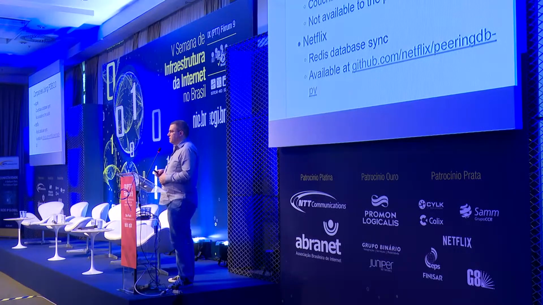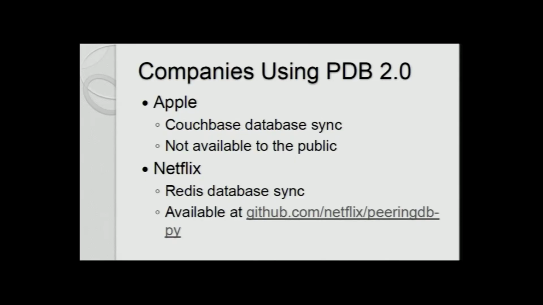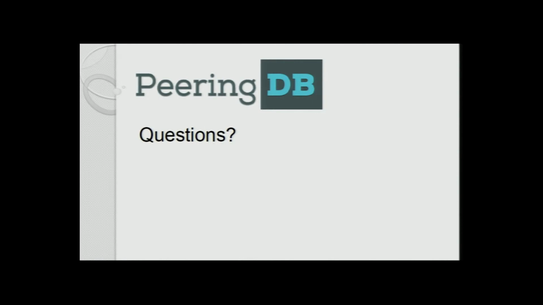There are a couple companies that have contributed to PeeringDB. Apple uses Couchbase, but they haven't released the code to the public yet. Netflix uses a database called Redis, so they have a synchronization module for Redis. If you would like to use that database, you can get it at the URL there. And that was it. That was a quick update for PeeringDB.